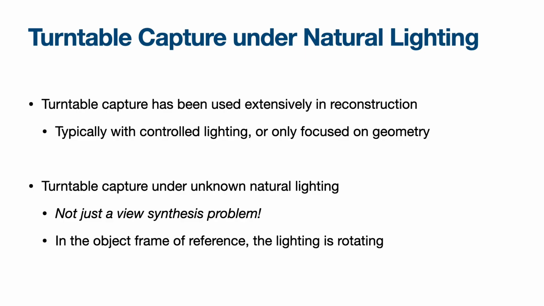Now, of course, many people have used turntables, but turntables under unknown natural lighting are actually tricky. Many people would find it hard to see why this is not just view synthesis. Because you could say, well, you just run COLMAP, it gives you the pose of the camera with respect to the object, everything's fine. But actually no, because the lighting is rotating in the pose of the object. So it's a little trickier. If you only want view synthesis, this is kind of an annoyance. But if you want relighting, actually you're getting more data because the lighting is rotating.